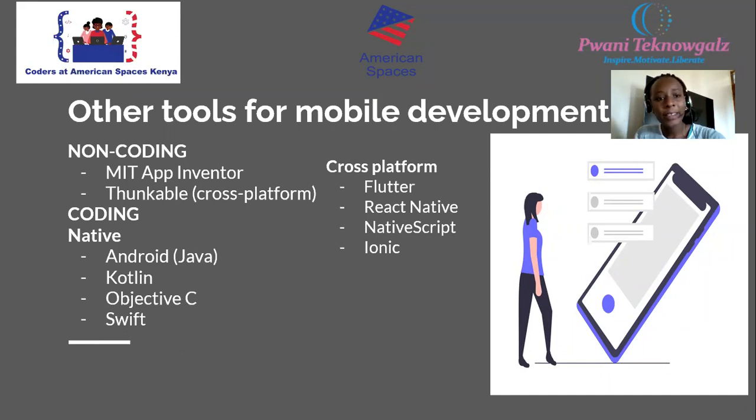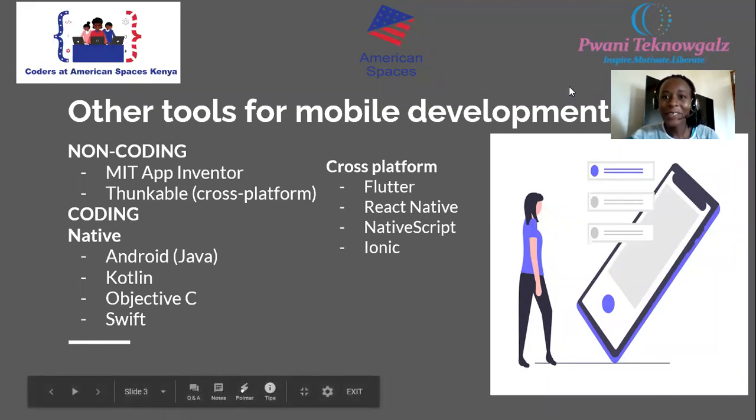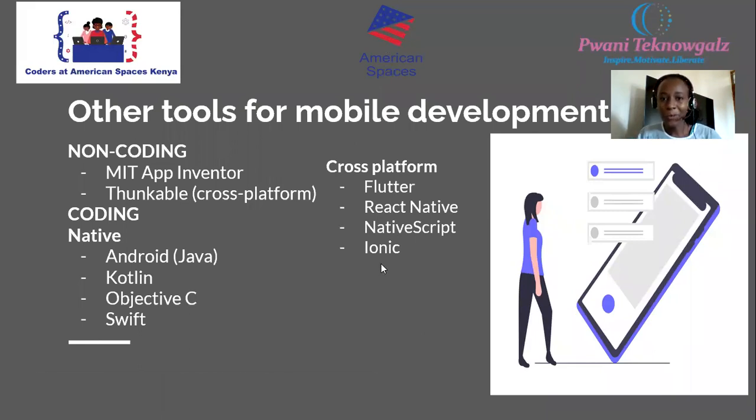So these are native coding tools. Then we have cross-platform tools, and the one that is my favorite is Flutter. I'm not saying this so that it is your favorite. I encourage you to create your own path in terms of coding as well, because other tools are also amazing. So Flutter runs through Dart. Dart is a programming language which is similar to C code.